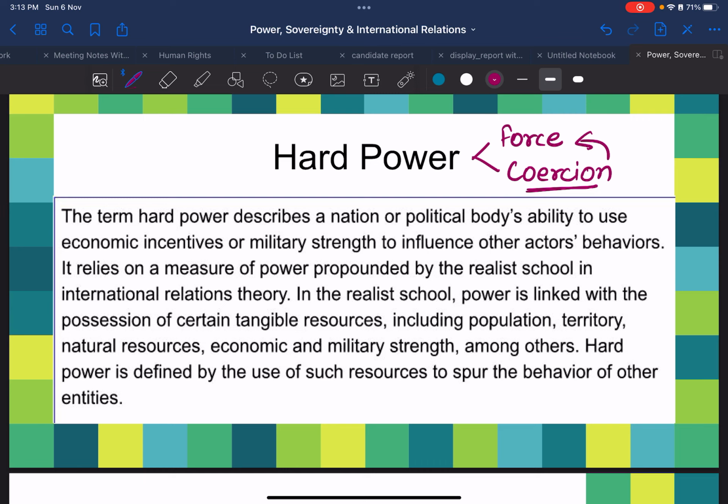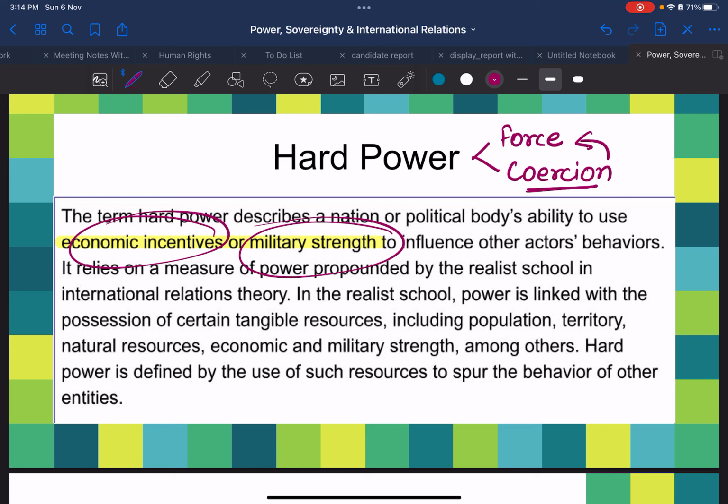What does the definition say here? The term hard power describes a nation or political body's ability to use economic incentives or military strength to influence other actors' behaviors, right? Economic incentives means either putting economic sanctions or using the military. If a country is using one of these things, either economic sanctions or military strength, or even cutting off diplomatic ties, that would be considered as hard power.